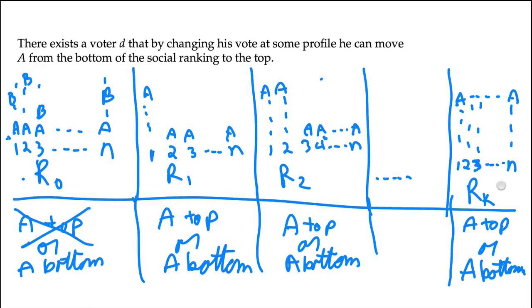Jumping ahead to the very last profile, A cannot be ranked at the bottom. And this again follows by unanimity because there's some other candidate, let's say B. B is ranked in various locations. Everybody uniquely agrees that A is ranked strictly ahead of B, so society has to rank A strictly ahead of B. What that means is that B cannot be ranked at the bottom.